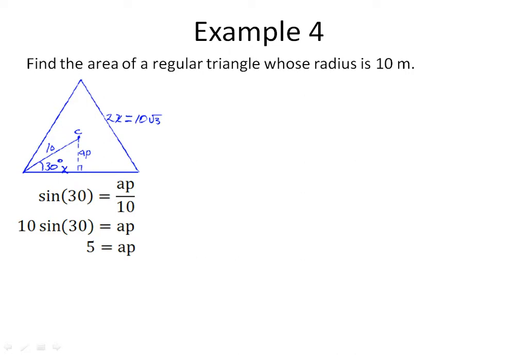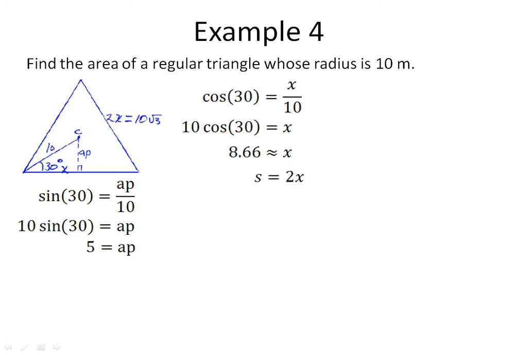Okay, to get the length of the side, here's what we got. The cosine of 30 is equal to x over 10, which is this missing section right here. So 10 cosine 30 is equal to x. So 8.66 is approximately equal to x. So 2 times the 8.66 will give us the length of the side. So the side is equal to 2 times x. So 2 times approximately 8.66 is equal to 17.32. So that's the length of each side.